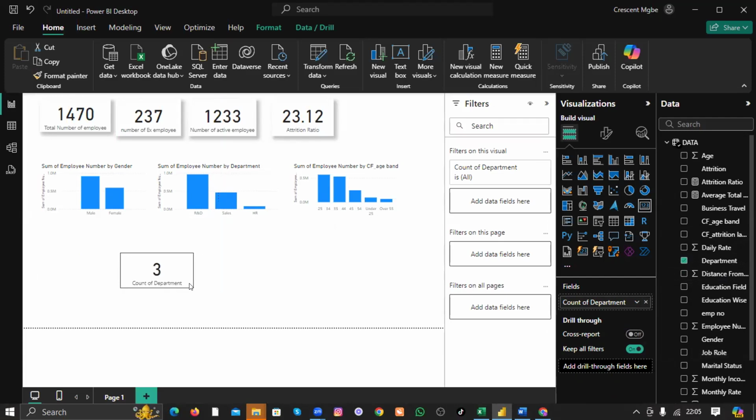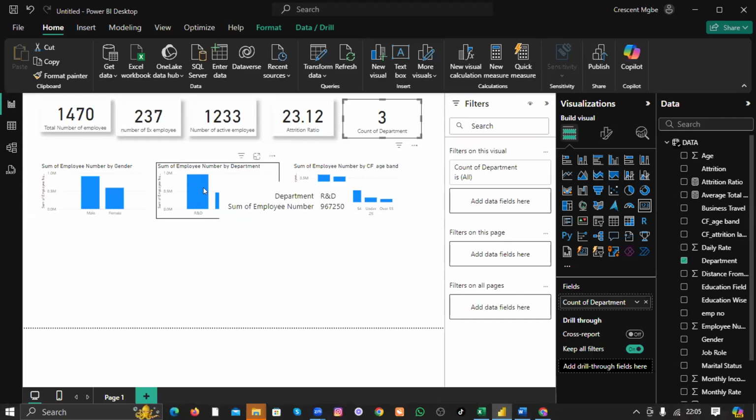Which doesn't make any sense. You already know by looking. So you want to know at a glance which department has more staff inside and all that.